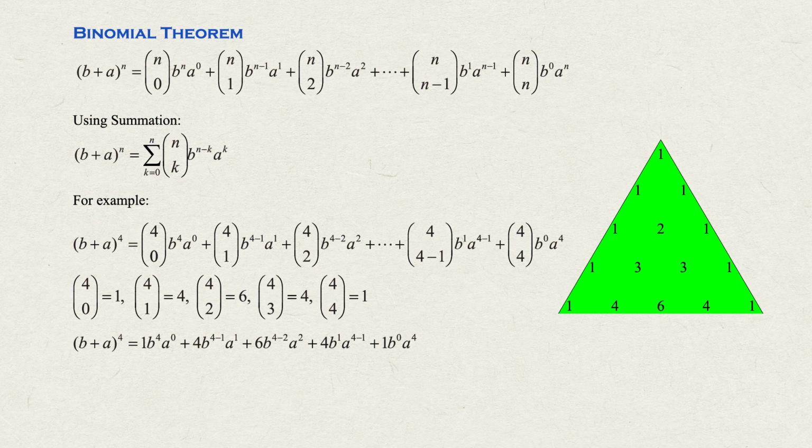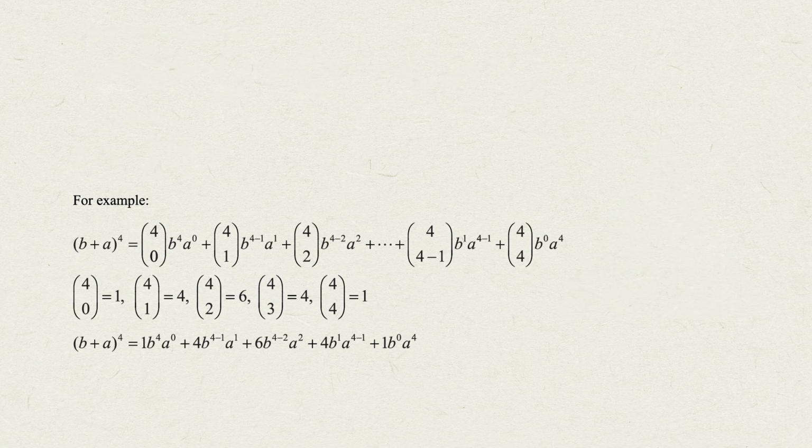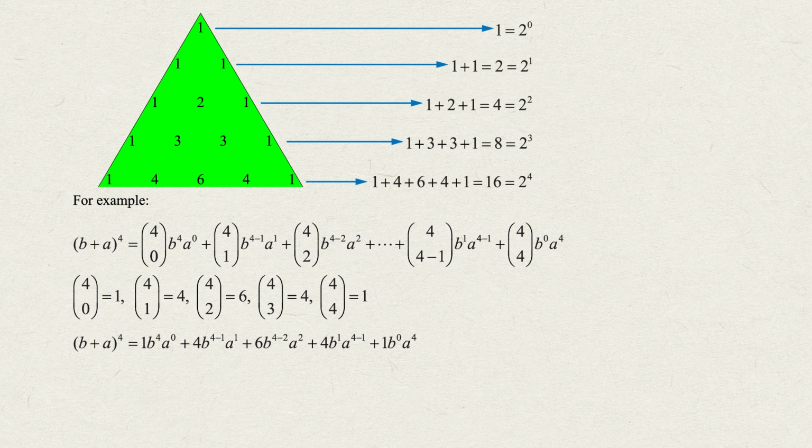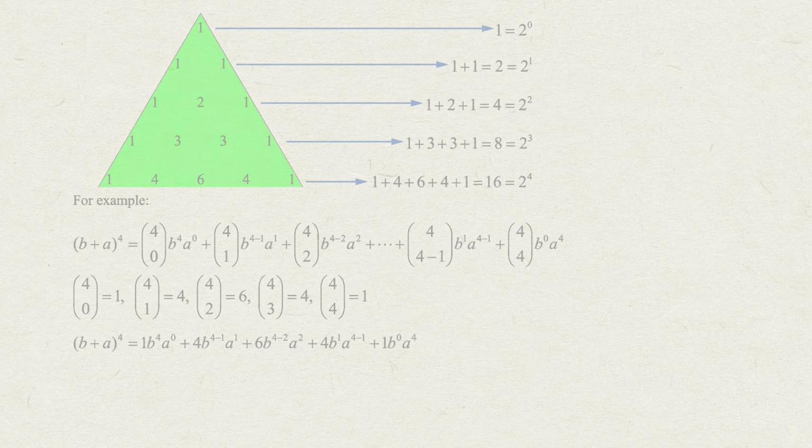Since 4 choose 0 equals 1, 4 choose 1 equals 4, 4 choose 2 equals 6, 4 choose 3 equals 4, and 4 choose 4 equals 1. You might have also noticed that the sum of any row of Pascal's triangle is always a power of 2, since we are expanding a binomial, and bi meaning 2. In the case of b plus a to the fourth power, the sum of the coefficients in row 4 equals 2 to the fourth power, since we are raising a binomial to the fourth power. Thus, expanding a binomial corresponds to one row of numbers from Pascal's triangle.